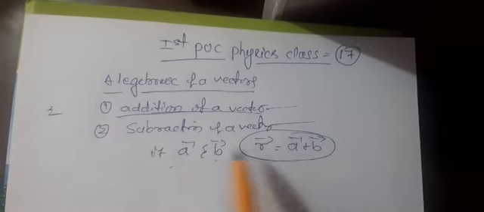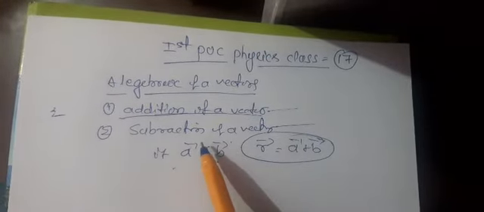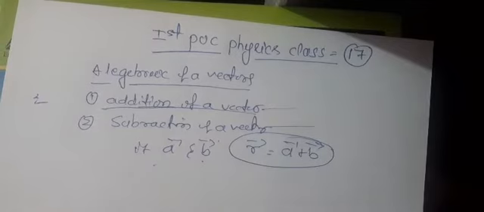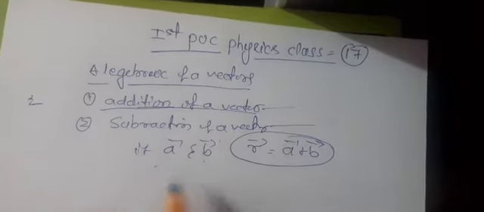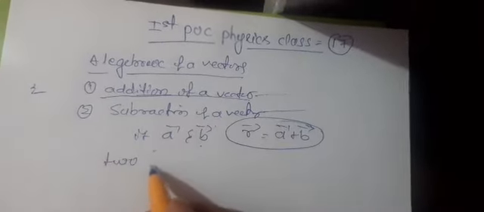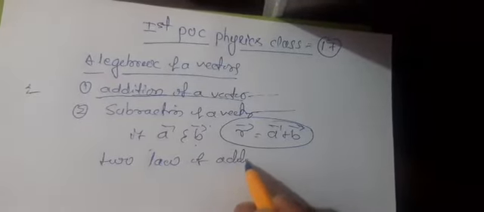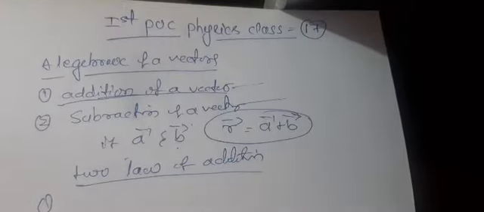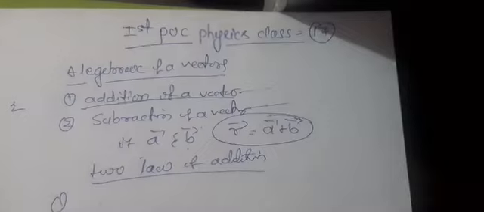For any two vectors, vector A and vector B, what is a vector? It is a physical quantity with both magnitude and direction. The sum of any two vectors is called addition of a vector. There are two different laws of addition of a vector. The first is the triangle law of a vector.